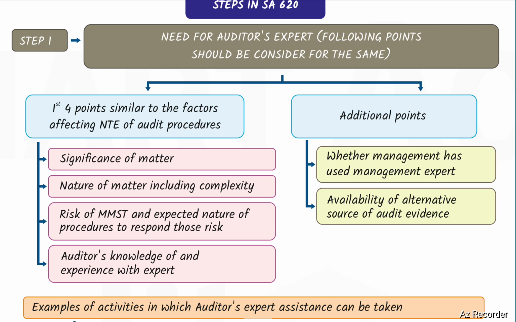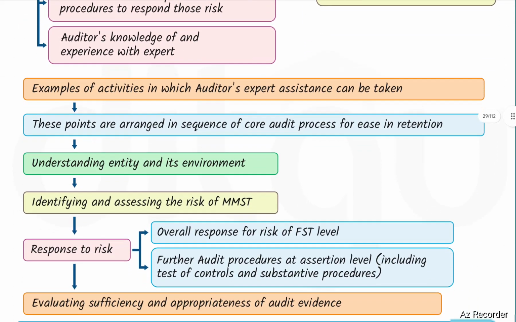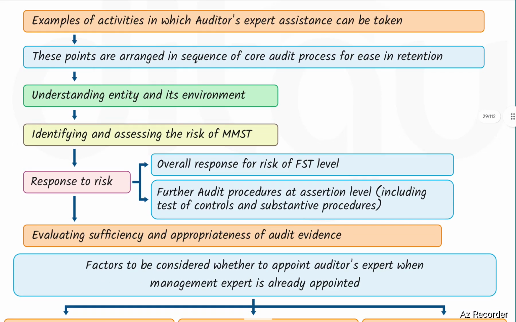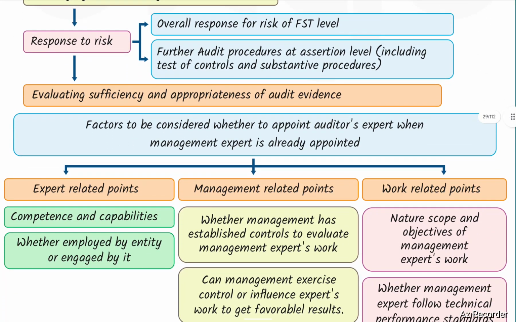Examples of activities in which the auditor's expert assistance can be taken. These points are arranged in sequence of the core audit process for ease of retention. First, understanding the entity and its environment. Second, identifying and assessing the risk of material misstatements. Third, response to risk: overall response to risk at financial statement level, and further audit procedures at assertion level, including tests of controls and substantive procedures. Next, evaluating sufficiency and appropriateness of audit evidence.